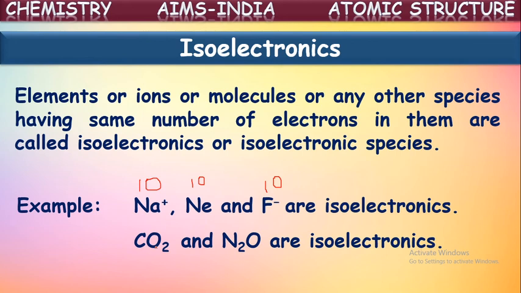In the same way, if you observe nitrous oxide, which is called laughing gas, for this also the total number of electrons: each nitrogen has 7 electrons, so 2 nitrogens make 14, and one oxygen atom has 8 electrons. In total it becomes 22 electrons. So in this way, these two molecules have the same number of electrons in them. So these are called isoelectronics or isoelectronic species.